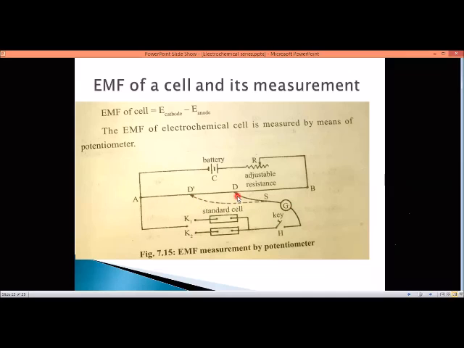I will take my jockey stick and move along the AB wire such that at one point there won't be any current in the galvanometer. There won't be any deflection. At that point, let's take it as D dash. I have stopped it. Now here the EMF is equal to the length of AD dash. I will take the value of AD dash and write it down.